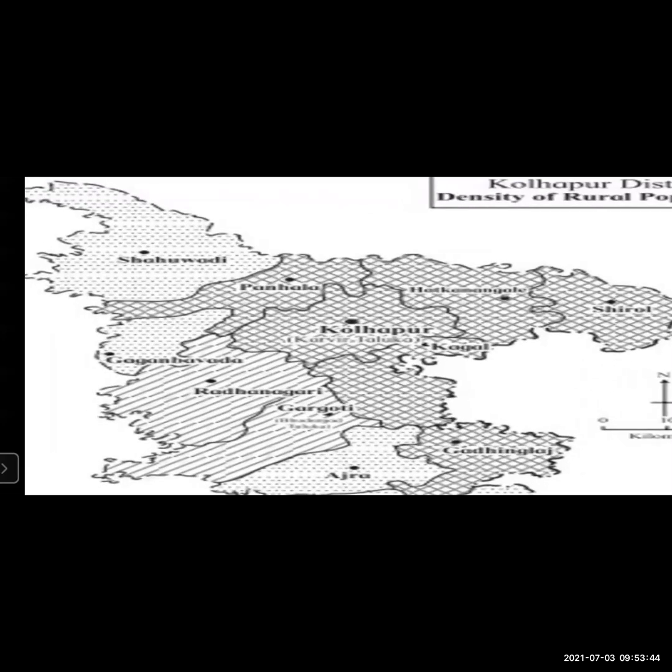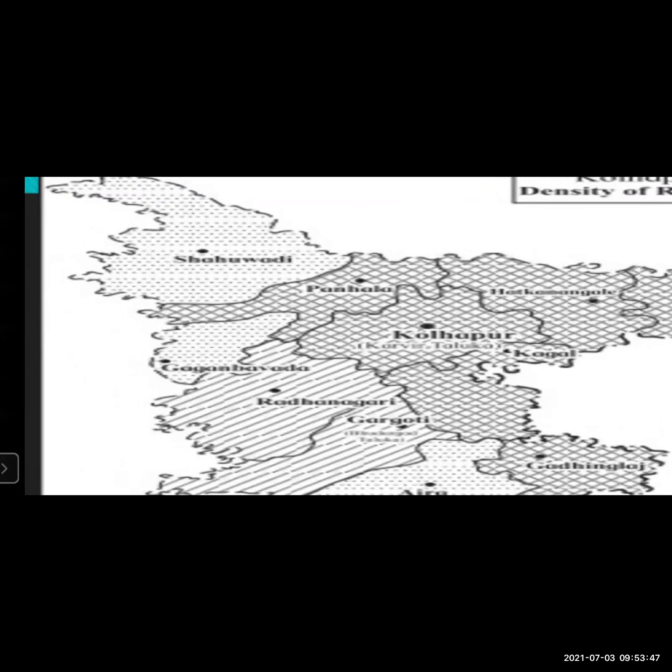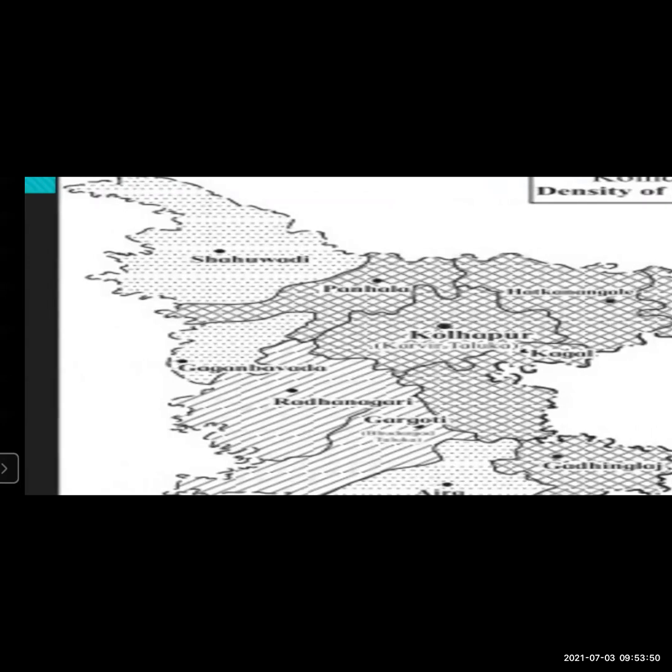Decreasing means becoming less. Now, the value given as the lowest is less than 200, and less than 200 is represented by dots. Now we have to find out the direction. If you see this particular part, the north part has the dotted pattern, which tells us the density is less than 200. So here the north part is the answer, and you can see the density is decreasing also in the south.